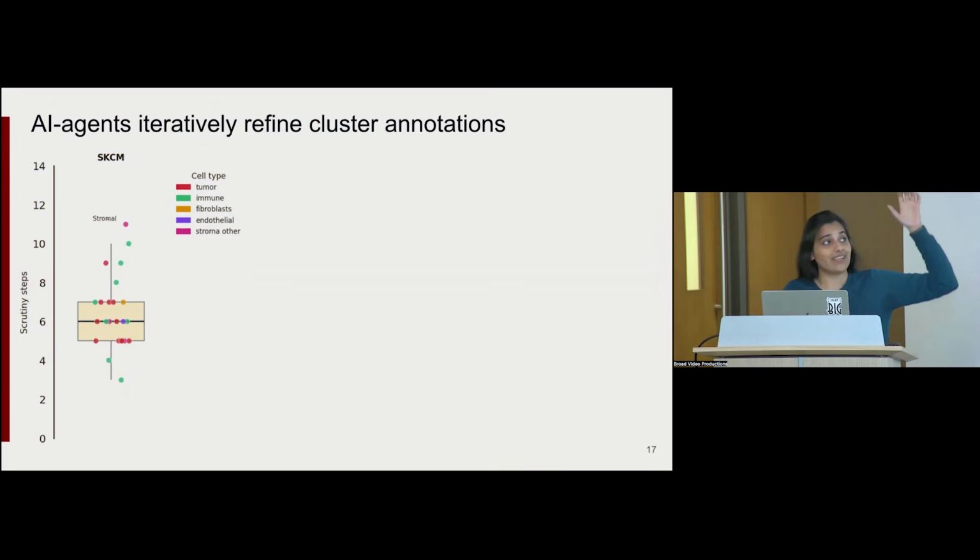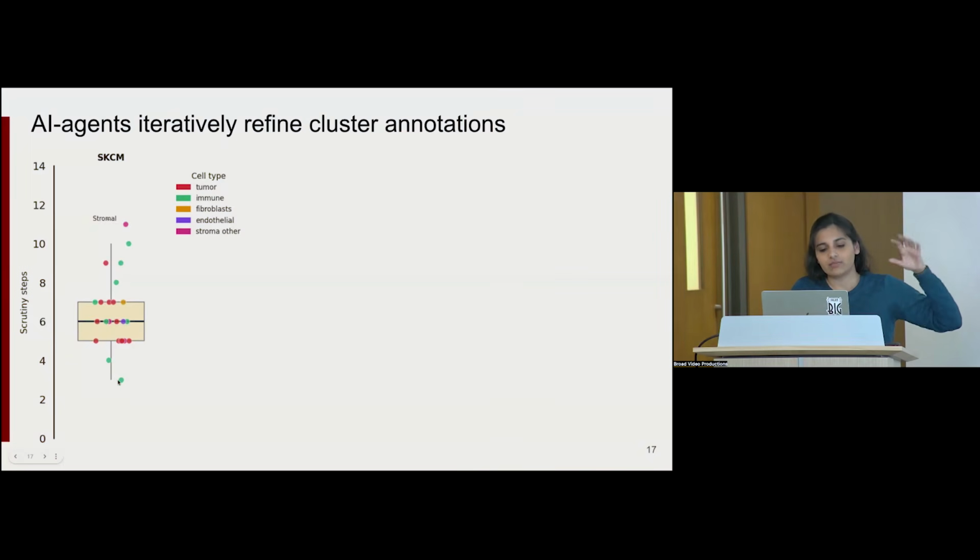On the x-axis here is the number of, on the y-axis here is the number of scrutiny steps. And I'm showing this just for one data set right now, which is melanoma. Each dot here represents one of the clusters. I've colored this based on broader cell types, but each of these clusters has been assigned a more specific annotation by the agent.